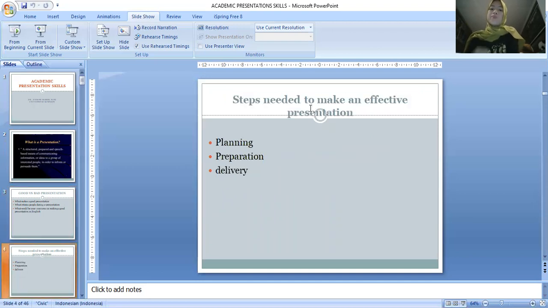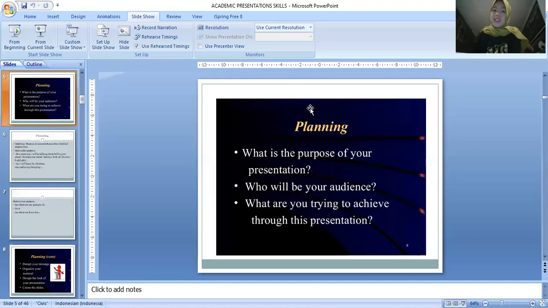Steps needed to make an effective presentation. There are three important steps. The first one is planning, the second is preparation, and the third one is delivery. Here we have the first step, which is very crucial, and it is planning. In planning, we have to think about these aspects.